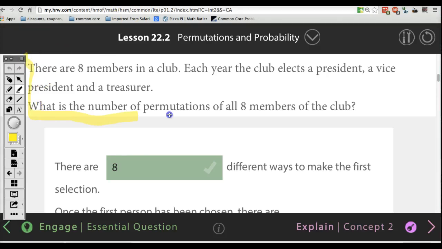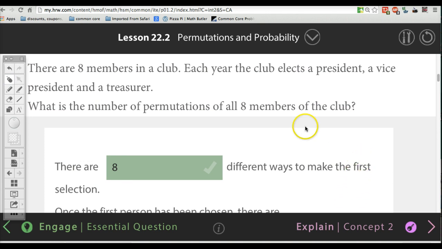There are 8 members in a club, and each year the club elects a president, a vice president, and a treasurer. What is the number of permutations of all 8 members of the club? So right now they told us they elect a president, a vice president, and a treasurer, but they didn't ask us anything about that. They only asked us what is the different ways that all the 8 different members can be ordered. Okay, so then you can figure this out, right? There are 8 different ways to make the first selection, okay, and all that stuff.